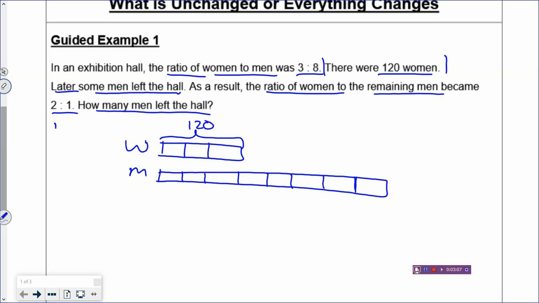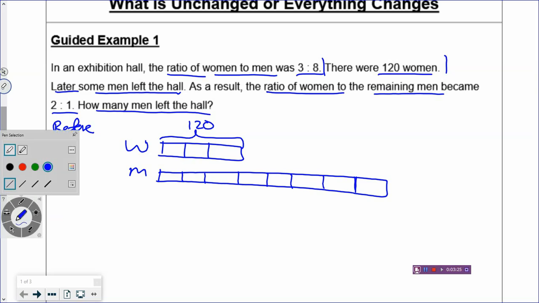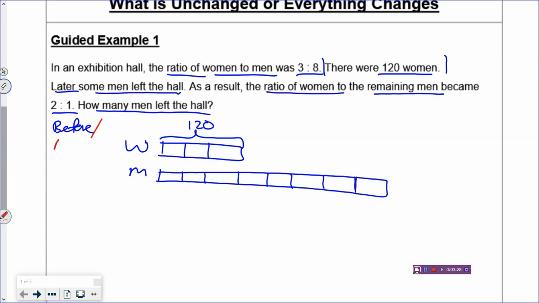What I've just drawn is the before model. I can actually put the before and the after together as one. In some of your school lessons, your teacher may separate the model, which is before and then the after model below. That is also fine. Otherwise you can also combine them and put them together as one model. So some men left the hall, and then the ratio of women to the men became 2:1.